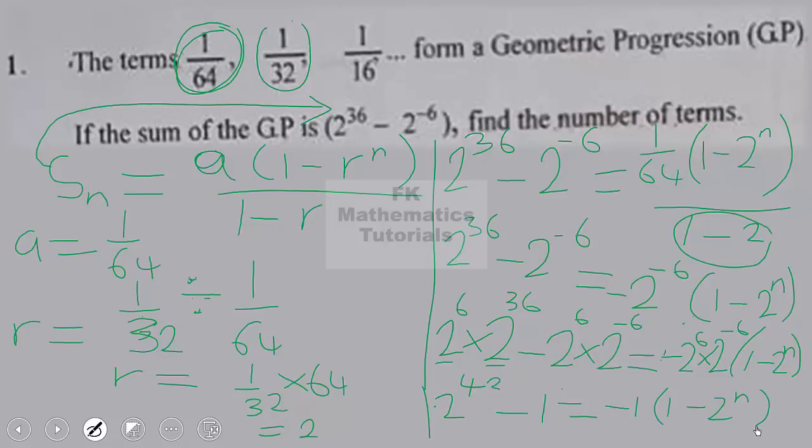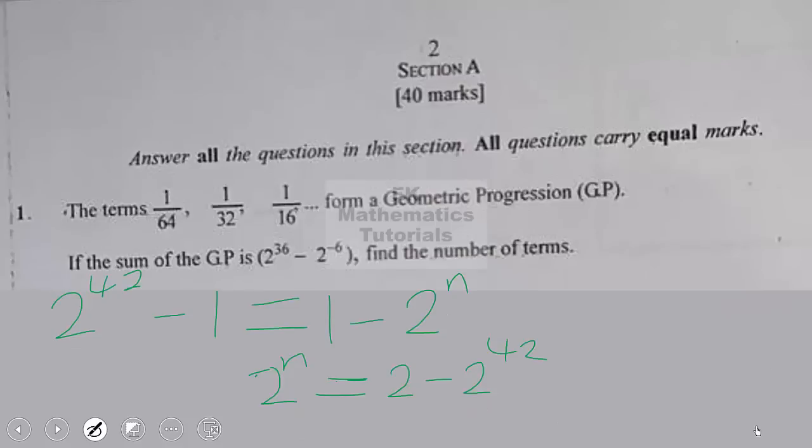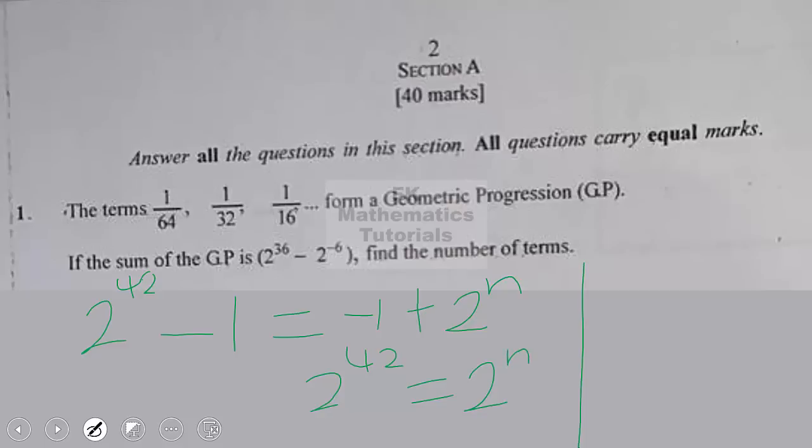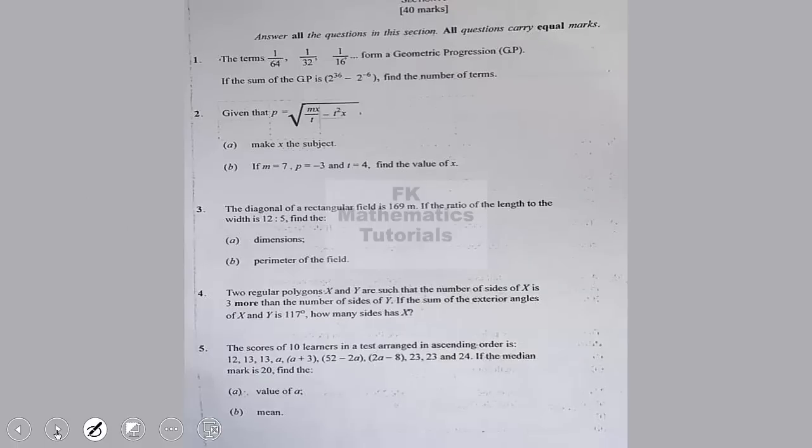So when we expand on the right, we get 2 exponent 42 minus 1 is equal to negative 1 plus 2 exponent n. So this will give us 2 exponent 42 is equal to 2 exponent n. Since the bases are the same, we equate the exponents. Therefore, n equals 42. There are 42 terms. So we are done with this question.